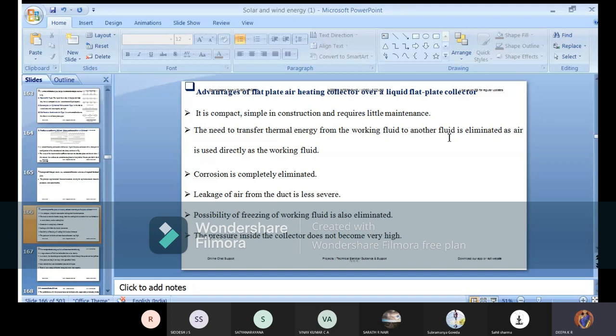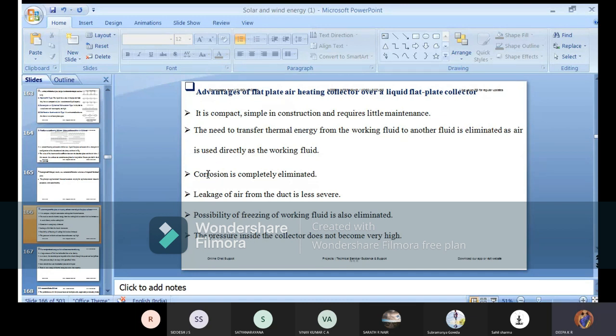You're not transferring any fluid from one end to the other, because air is used directly as the working fluid. Means throughout you're getting air. Air will be completely heated. It will take up the circulation so fast, instead of moving from 1 to 2, 2 to 3, 3 to 4 like that. Then corrosion is completely eliminated.